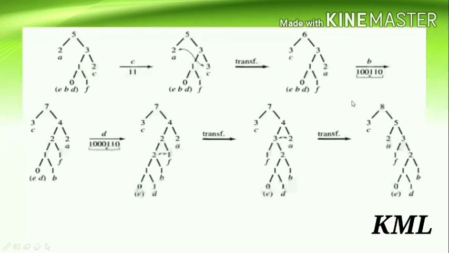Then number of ones representing the position. What is the position of B? 2. So we write 2 ones. Okay, and this is the default 0. So in this way you get the code word.